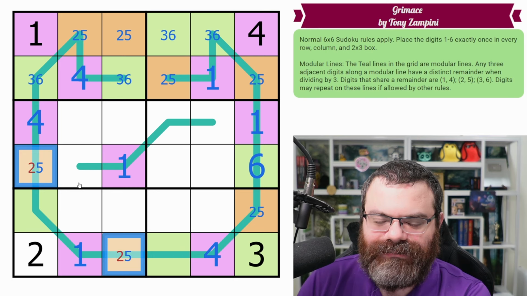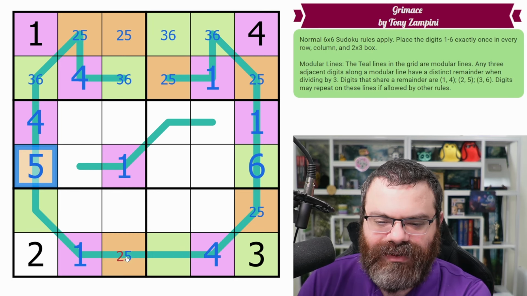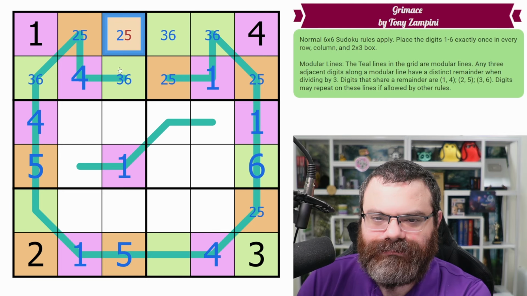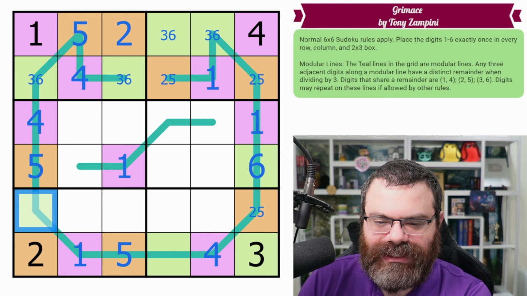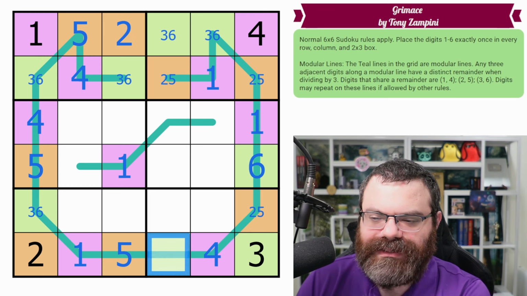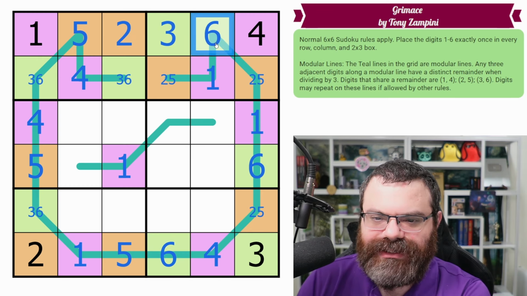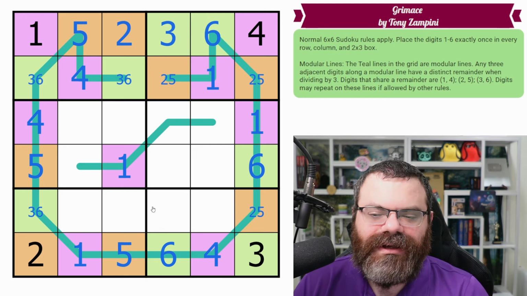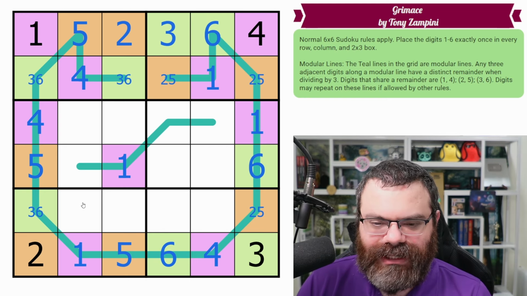In fact, I'm just going to take all the oranges. These both have to be 5 because they see the 2. So 2 is orange. 2 and 5 there. This is a 3-6 as well. Okay. This is going to be 6. That resolves 3 and 6 here. So now we just need to think about, I guess, the rest of this. Is there just Sudoku to do?